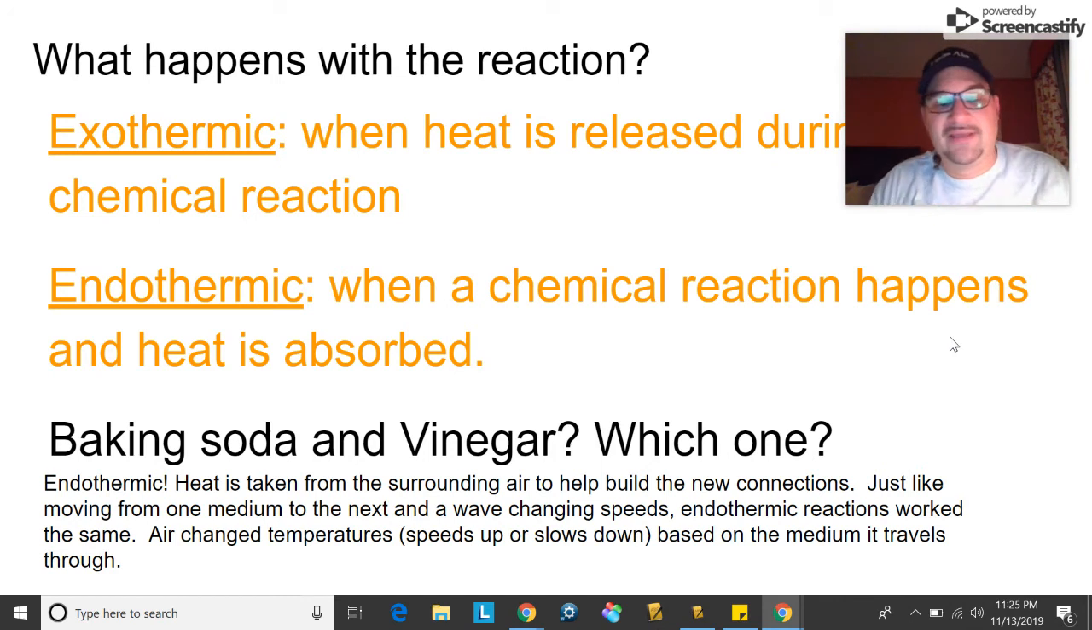It's an endothermic. Heat is taken from the surrounding air, even when it's inside the bottle, for that example we used in class, to help build the new connections. Just like moving from one medium to the next in a wave changing speeds, endothermic reactions worked the same. The air changed temperatures, so it speeds up or slows down based on the medium it travels through.